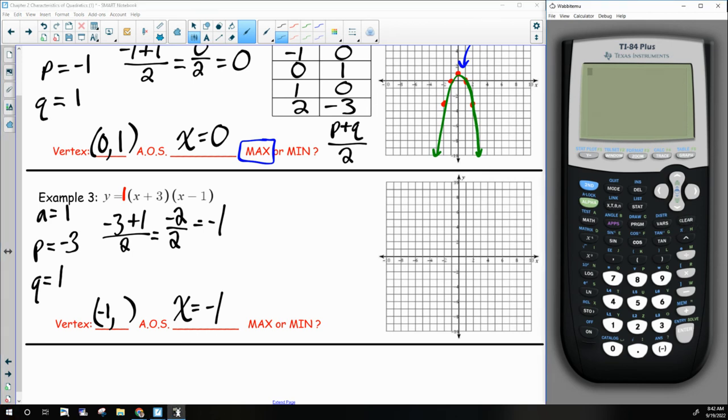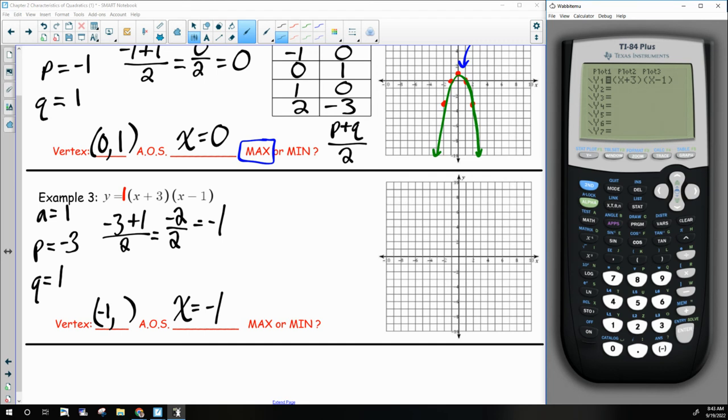Okay, we're at this part now where we're stuck. So we need to go to y equals, clear out that old graph, and we need to put in our new graph. You can put the invisible 1 or not. It is up to you. I'm not going to put it. X plus 3, x minus 1. That's my entire equation. X plus 3, x minus 1.